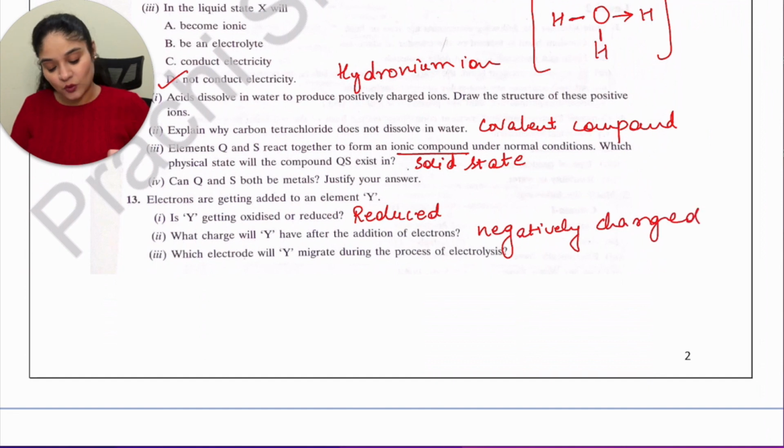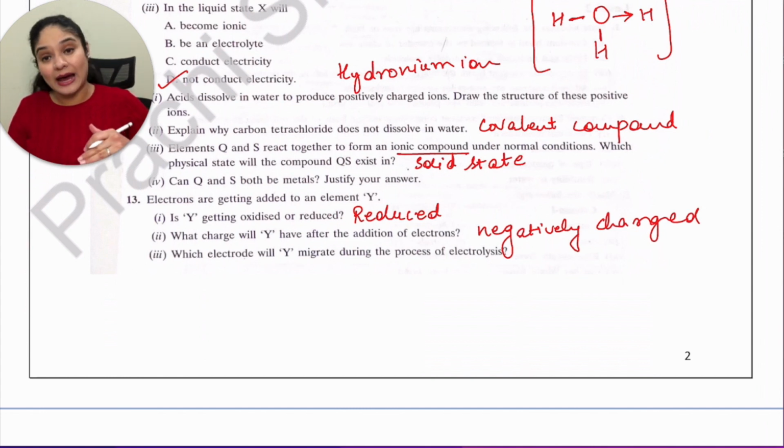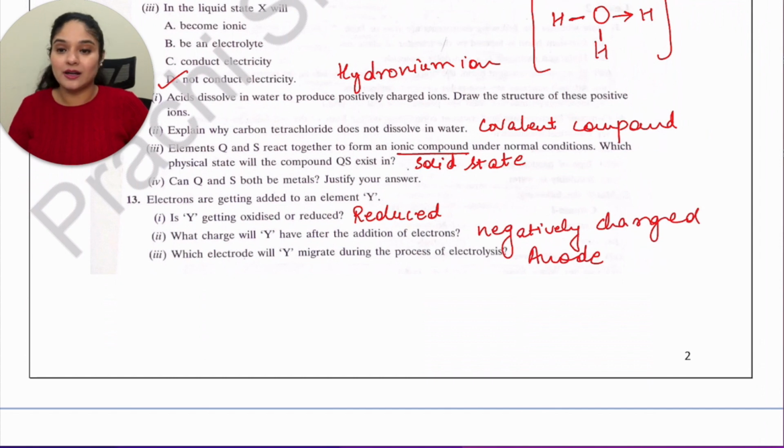Which electrode will Y migrate to during the process of electrolysis? So it will migrate to anode because it's a negatively charged particle, an ion. So it will go to anode, that is a positively charged electrode. So Y will migrate to anode.